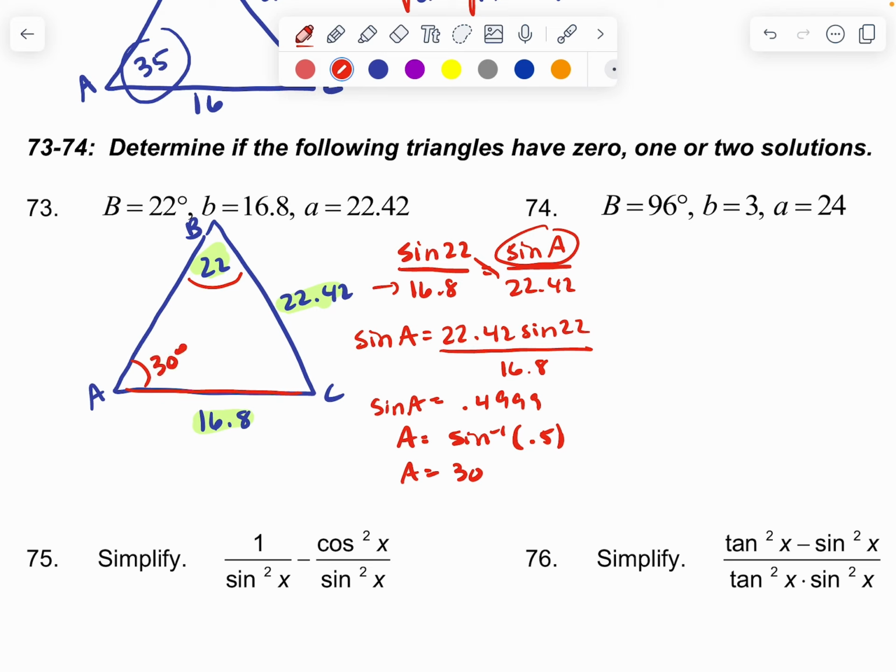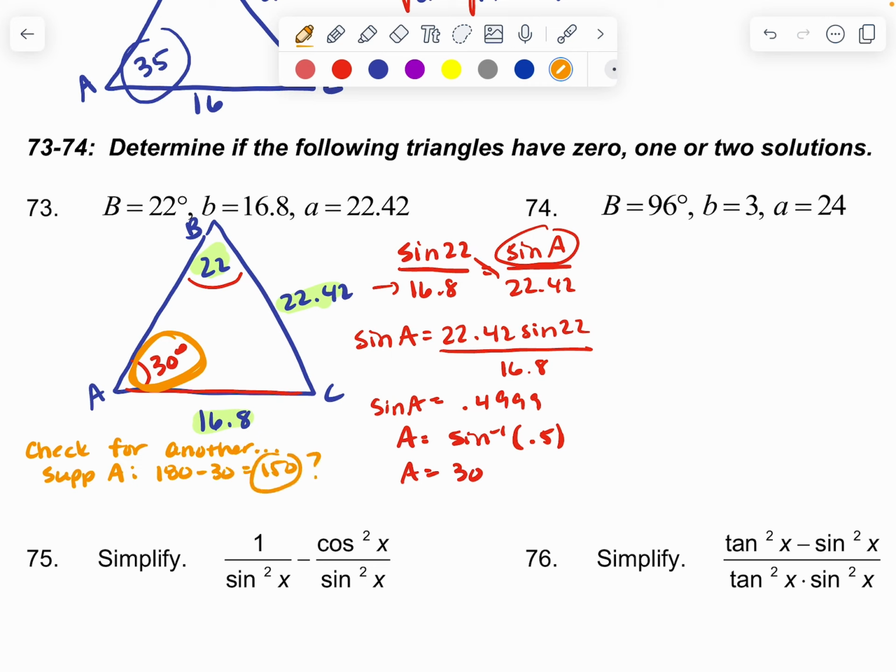Now look, because I got an answer, that means there is definitely 1 or 2 solutions. The 0 solution is out, okay? So now I need to check for another solution. Let me do it in a different color. So to check for another solution, this angle that I just found, I'm going to find the supplement of it, okay? So I need to find the supplement of angle A. The supplement just means 180 minus 30, so that's 150.